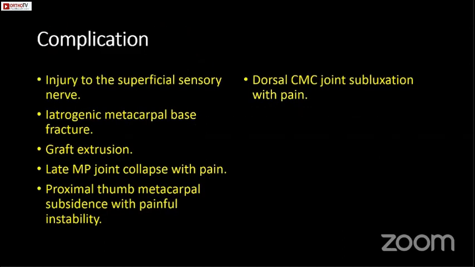What are the complications with the surgery? There is injury to the superficial sensory nerve, which is possible, iatrogenic metacarpal base fracture, graft excursion, late MP joint collapse with pain, proximal thumb metacarpal subsidence with painful instability, and dorsal CMC joint subluxation with pain, which we commonly see in a simple trapeziectomy, but I have not seen any recurrence of pain by doing only simple trapeziectomy.